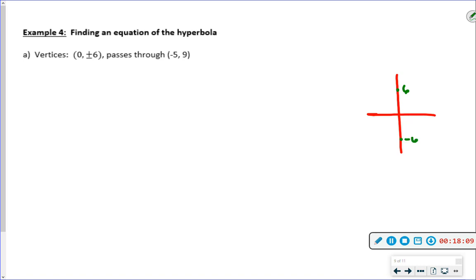It tells you it's going to open how? Vertically or horizontally? Vertically. So I know I'm on my y squared equation. So I got that going. And I also can tell you a. 6. From the center to that, we cover 6 units. So a is 6. a squared.